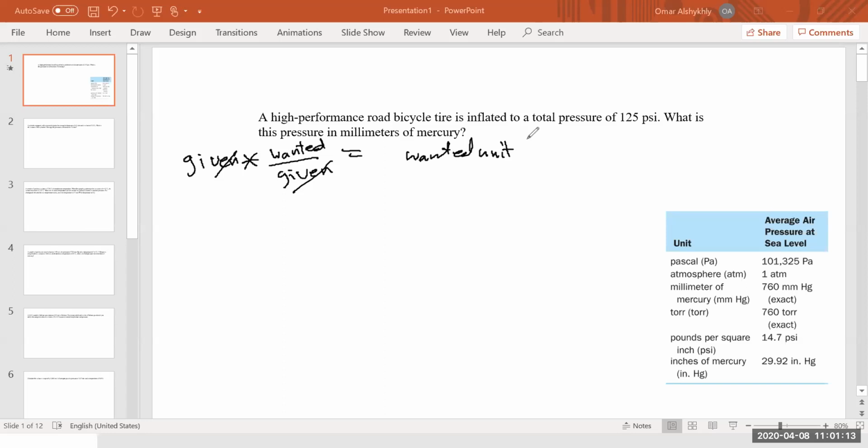If we need to use more than one factor, you have to arrange it in a way to cancel all the given, and you will end up with the wanted. Look at this example here.